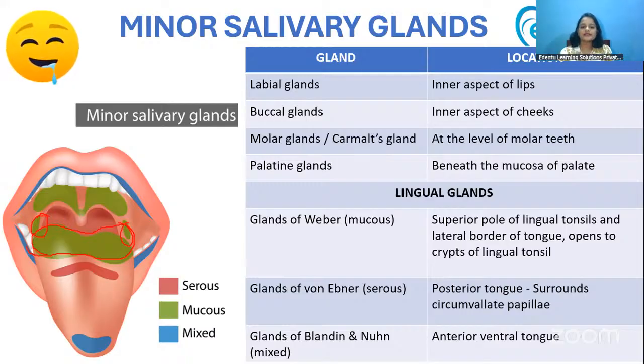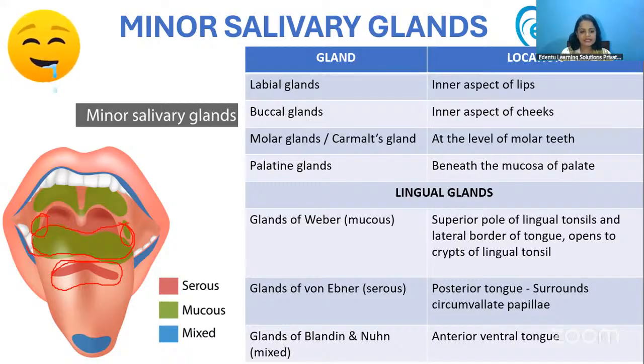Then we have the serous type of lingual glands, which are the glands of von Ebner. In the posterior part of the tongue, surrounding the circumvallate papillae, a special type of minor salivary gland will be there. They are called the glands of von Ebner. They are usually serous in nature.